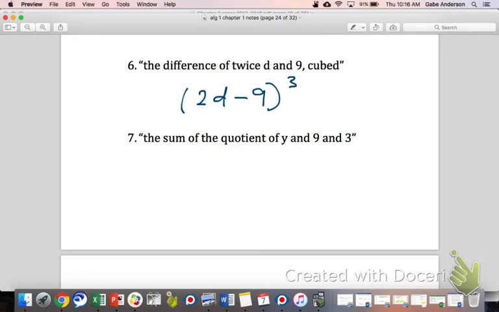Y divided by 9. Divided by 9, you got Y over 9, plus 3. Tori, that's good. Nice job. Y divided by 9, is that a plus, Ashlyn? Plus 3. Yeah, Carissa also. Great job, both of you did well there.